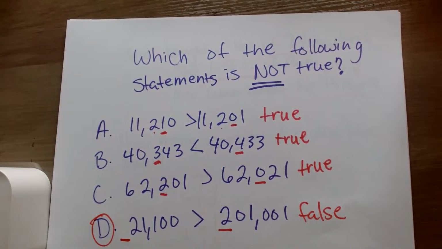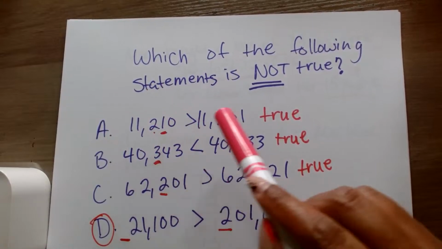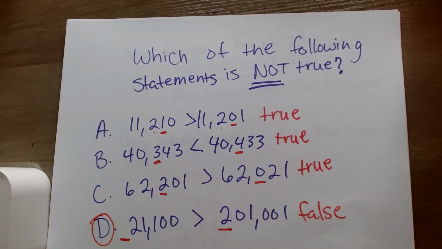All righty. Do we have any more questions in the audience? Yes, you're correct. We always have to start comparing with the largest place value. Start with your largest and work your way down to comparing where you first see the difference in your smaller numbers.